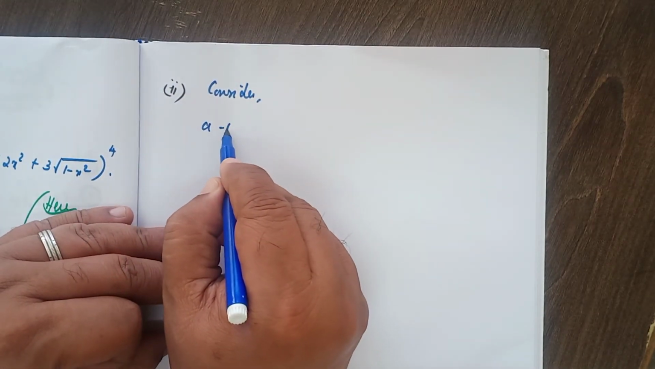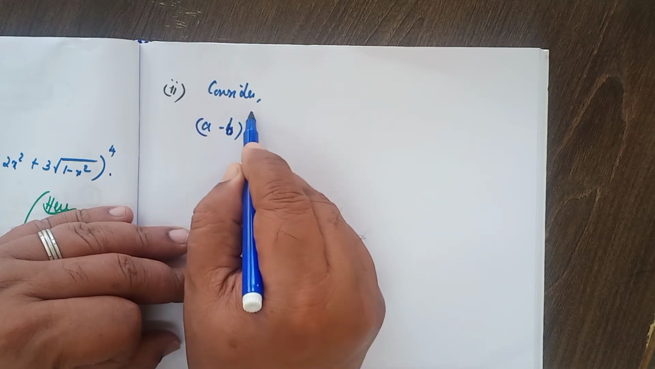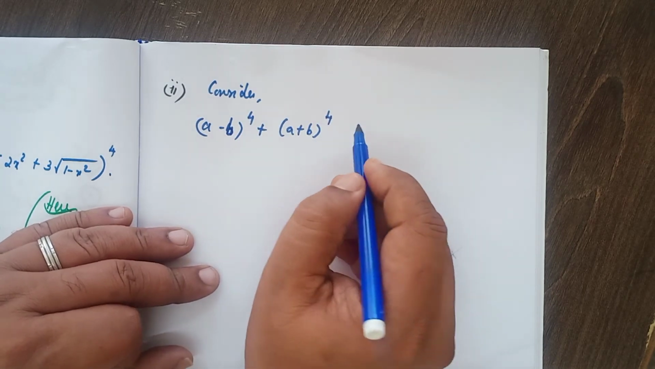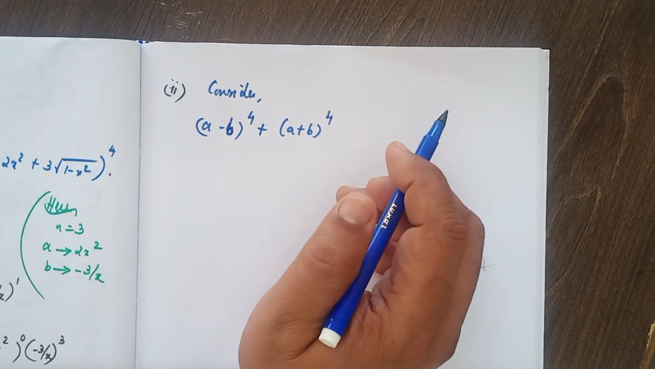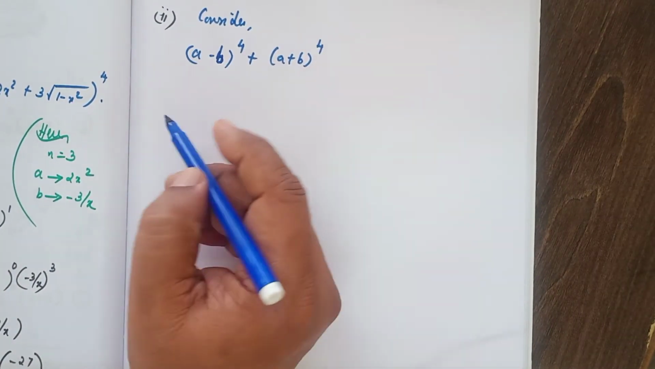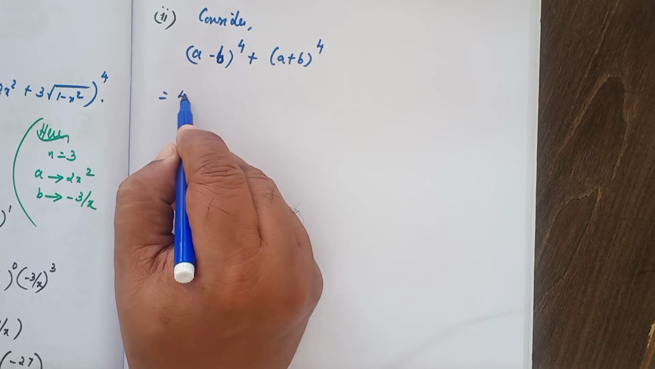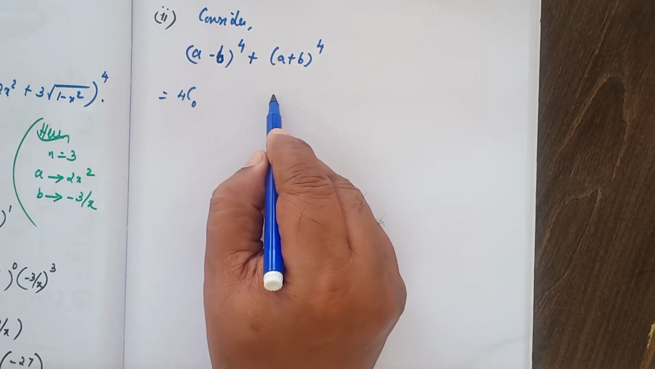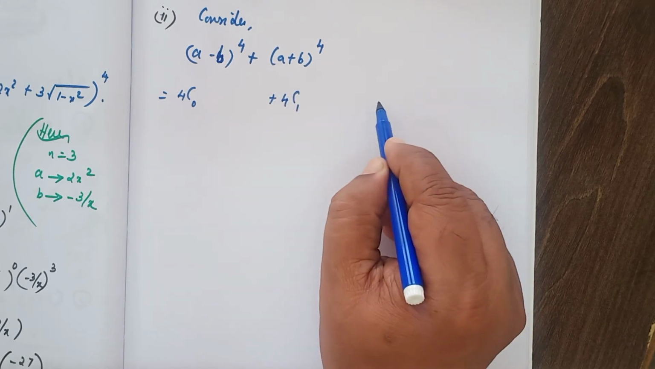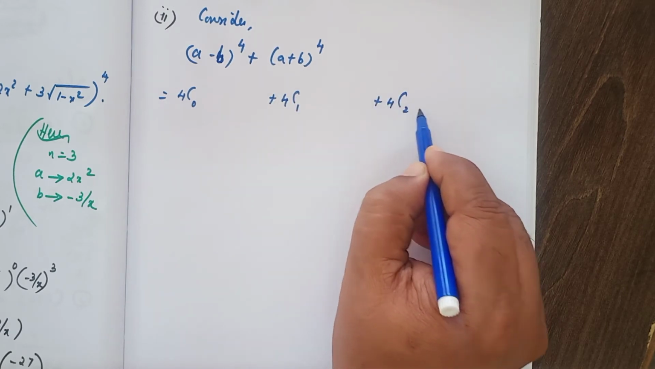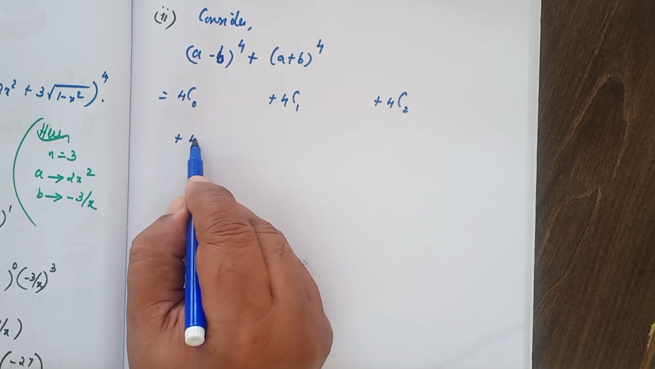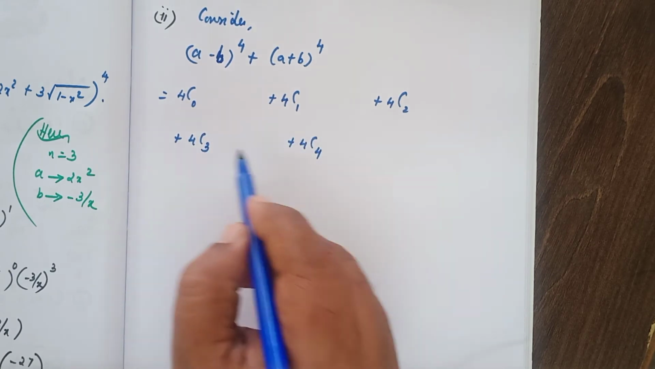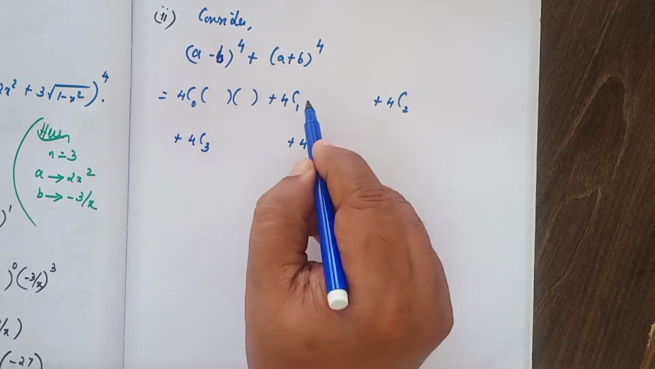a minus b power 4 plus a plus b power 4. The a minus b power 4 expansion is, listen carefully, here 4c0, leave some space, plus 4c1, space, 4c2, then 4c3, plus 4c4, introduce double set of brackets.